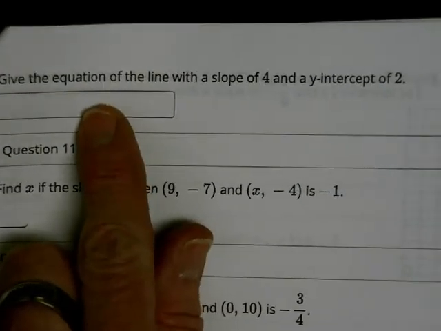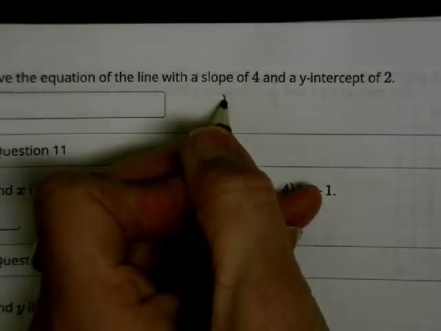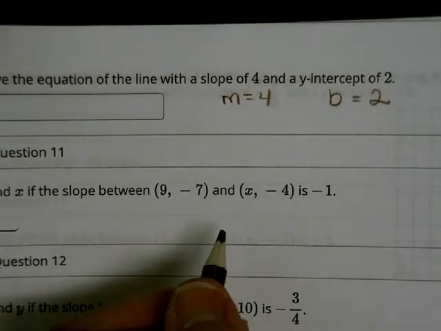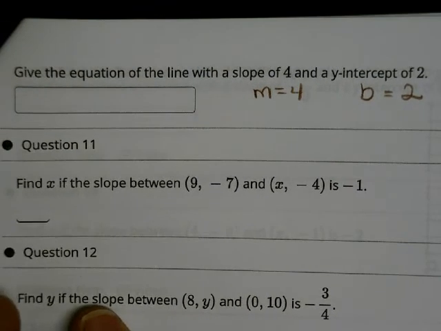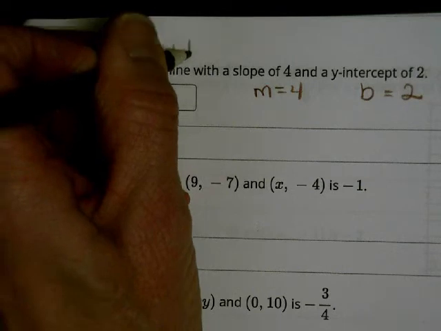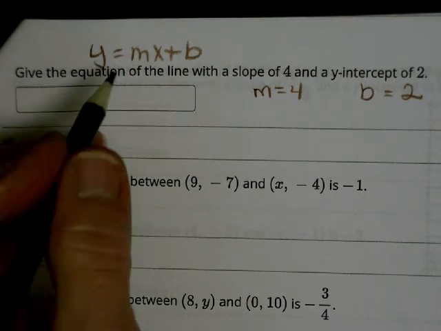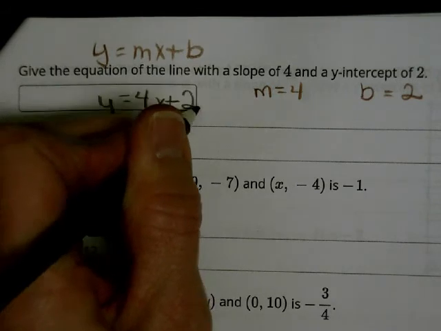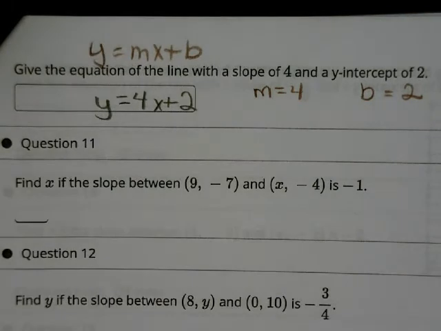All right. We're on number 10. Now we know how to write the equation of a line with the slope of 4 and a y-intercept of 2. So remember, it's y equals mx plus b. So in the answer, I would put y equals 4x plus 2. Because they're both positive, right? Okay.